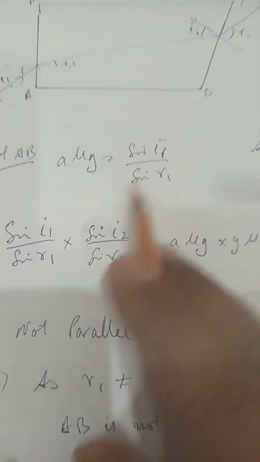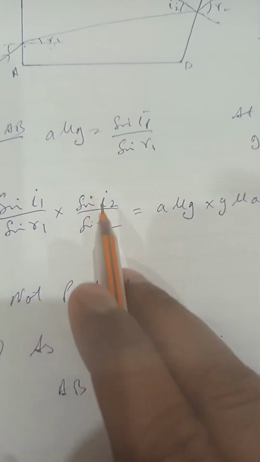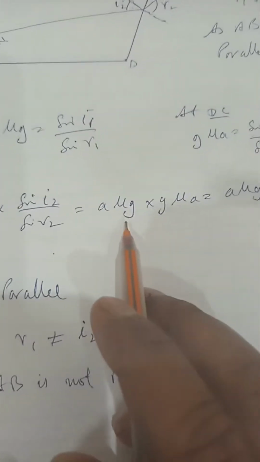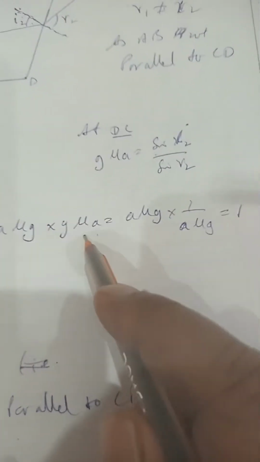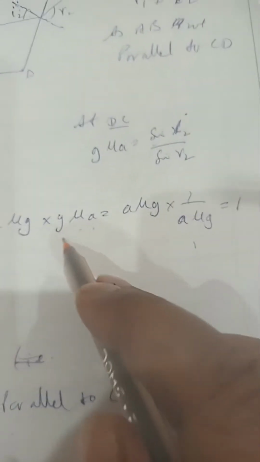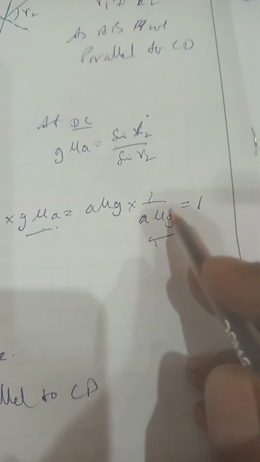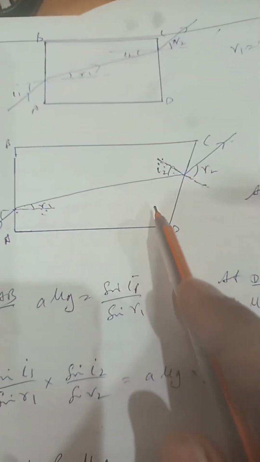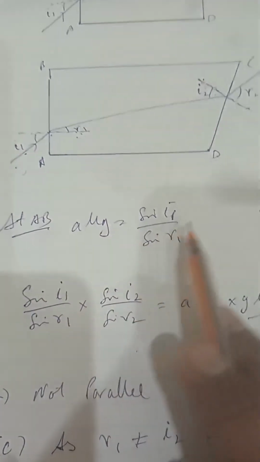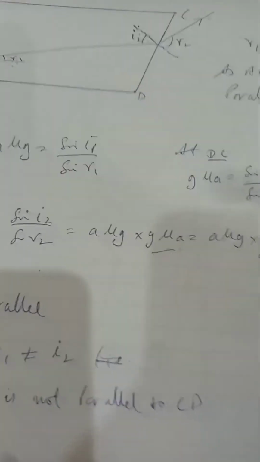Now sin of I1 upon sin of R1 into sin of I2 upon sin of R2 equals A mu G into G mu A. But G mu A is equal to 1 upon A mu G by the principle of reversibility. So these will get cancelled, it will be equal to 1. Okay, so it doesn't depend upon these two faces of this glass. This product will always be equal to 1. So for this first part the answer is 1.